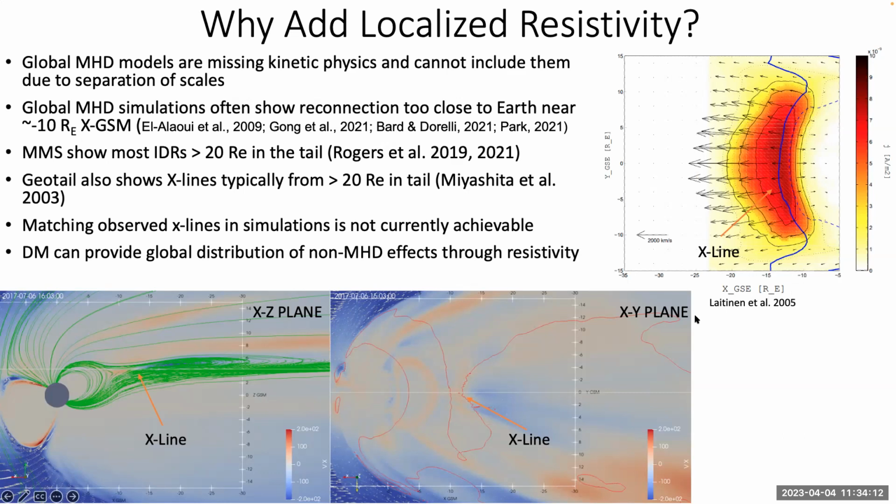This is an example on the right from Lenton et al. 05. The bottom one is an example from one of my simulations. Here again, you see an X line very close to the Earth. But in fact, from these Rogers et al. papers, we know that the IDRs identified by MMS are often much further in the tail, something like around 20 RE. Many other studies also show that these X lines are likely to be much further in the tail. So the idea behind adding localized resistivity is to make our global simulations more realistic by having reconnection take place where it likely takes place.